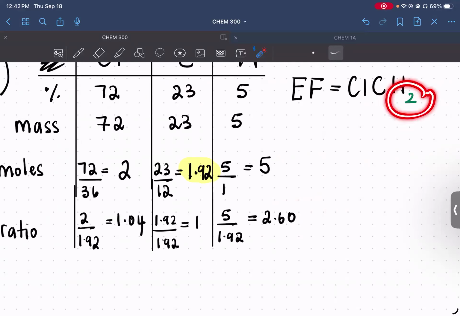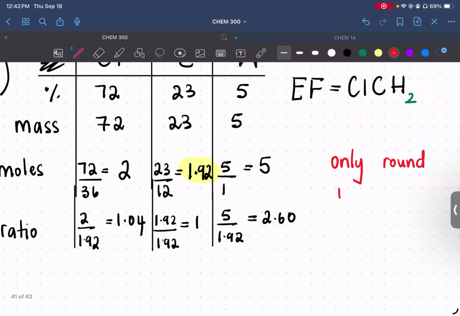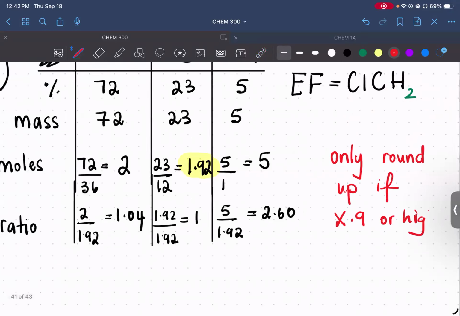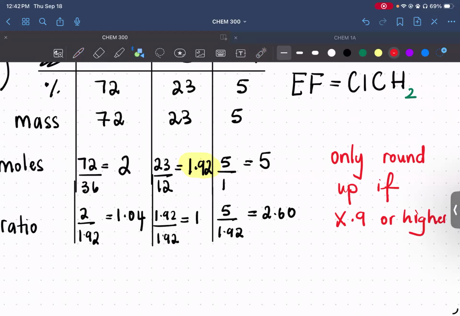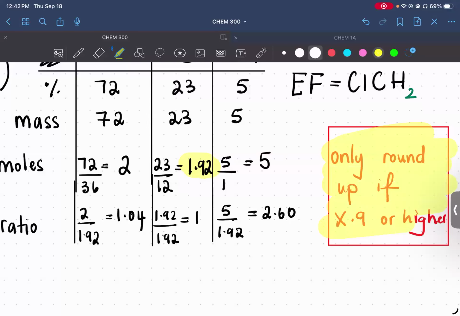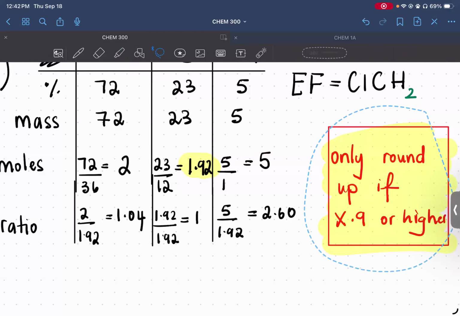That way you can say confidently, there is at least 1 chlorine, there is at least 1 carbon, there is at least 2 hydrogens. So the big rule about empirical formulae is you only round up if it's 0.9 or higher. That's the big rule about this stuff.